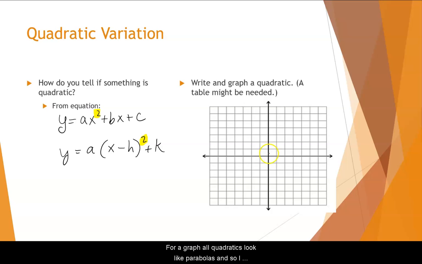For a graph, all quadratics look like parabolas. And so I don't actually need the table. We're going to build a table in the next step. But our graph is going to look something like this. Swoop! There's a parabola. So if it makes that shape, it is a quadratic.